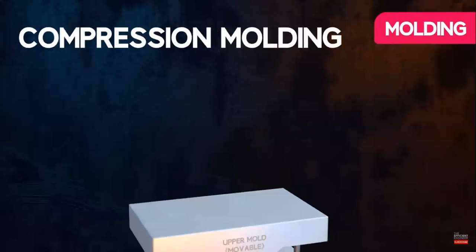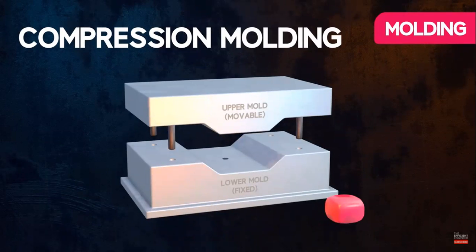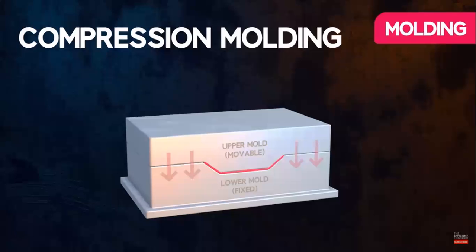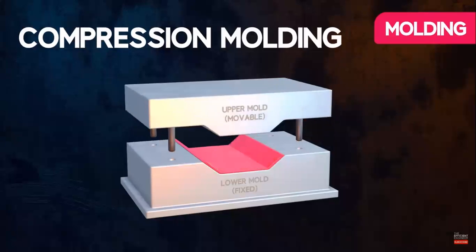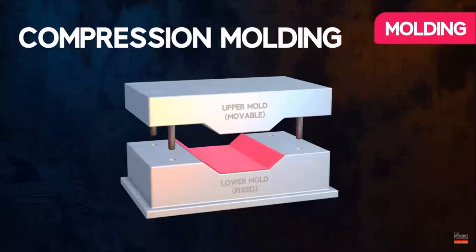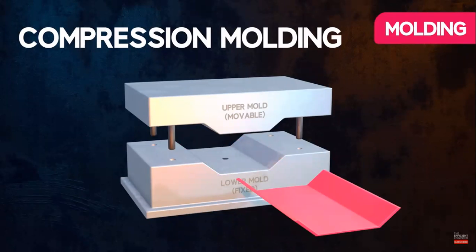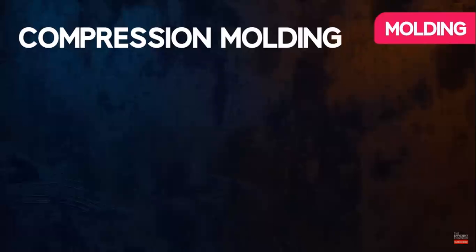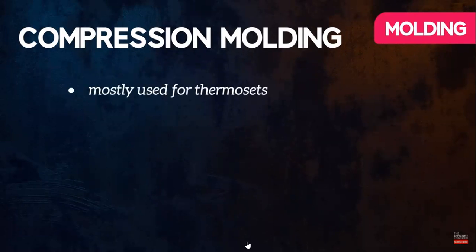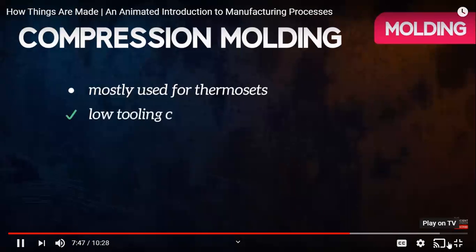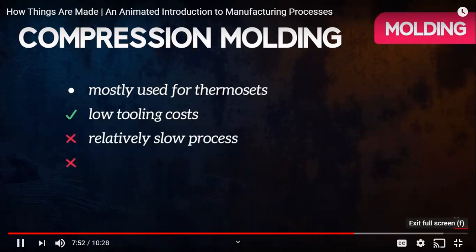Compression molding involves placing a precise amount of material into a mold. The mold is closed and pressure and temperature are applied. So that's what I require, the plate-like thing. That's a finished product from compression molding. Compression molding is mostly used for thermosets, which are polymers which irreversibly harden when heated. Tooling costs are relatively cheap, making it good for small production runs, but it is quite a slow process and is not well suited for complex designs.